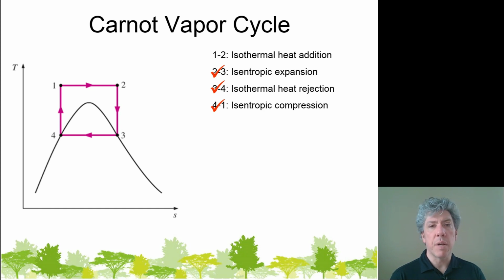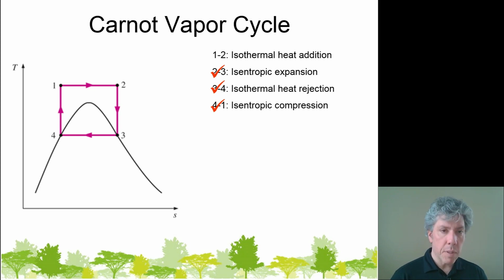From state 4 to state 1, there's isentropic compression. Notice now we're on the left-hand side, technically where we're in the liquid phase. So getting a pump, and modeling that pump as isentropic, is what we would shoot for. That's what we would want a pump to be.